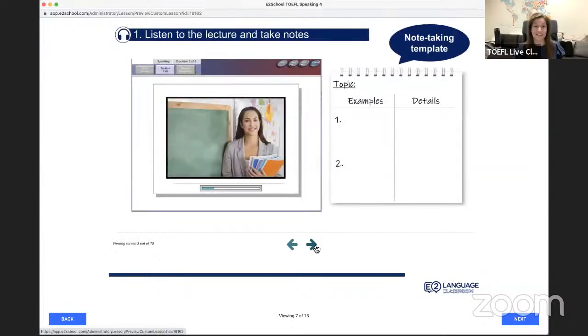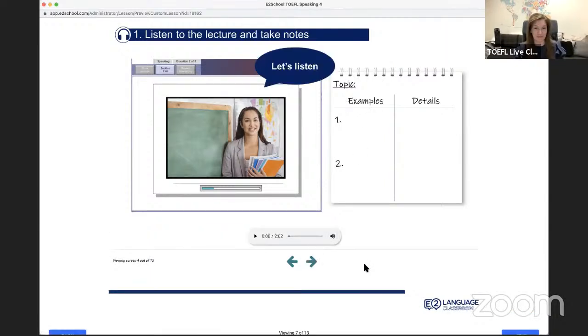So we'll break this down step by step. This is the note-taking template that we recommend for this section. So they can look a little bit different in the other sections, but for speaking, you'll want to put the topic at the very top and then some examples and details. It's possible there will be 3, but it's usually 2.